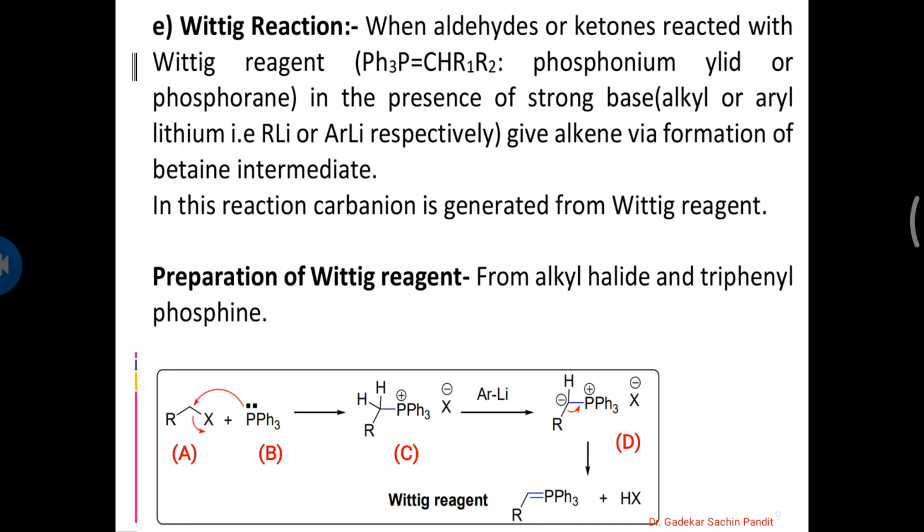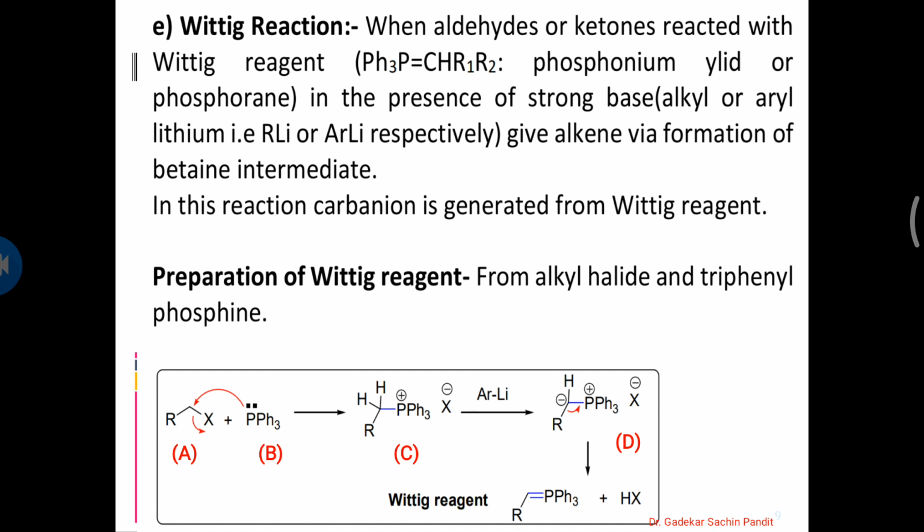Okay, so now here we are discussing the Wittig reaction. So what is the Wittig reaction? The Wittig reaction is also a condensation reaction. In this reaction, when an aldehyde or ketone reacts with the Wittig reagent, which is a phosphonium ylide or phosphorane, in the presence of a strong base like alkyl lithium or aryl lithium, it gives an alkene via formation of a betaine intermediate.